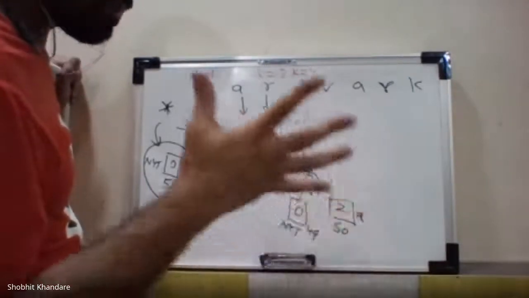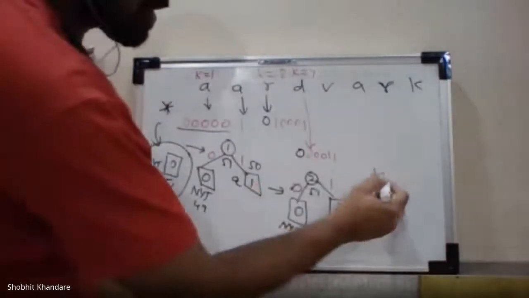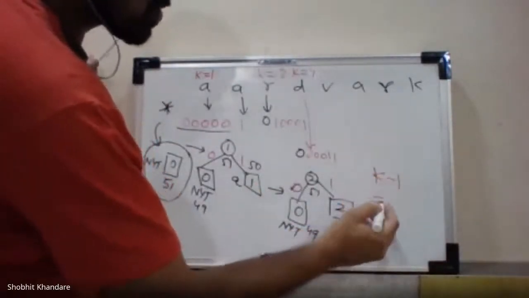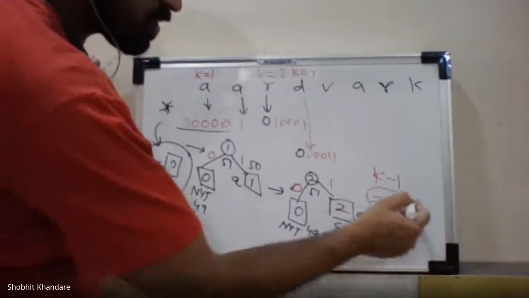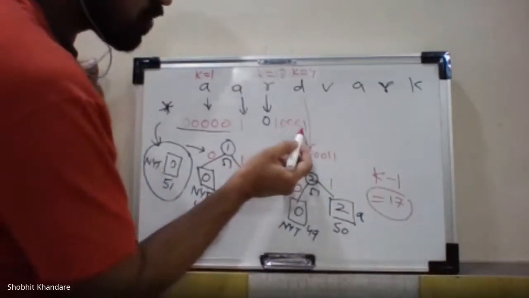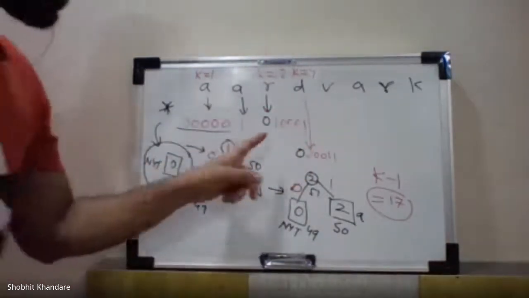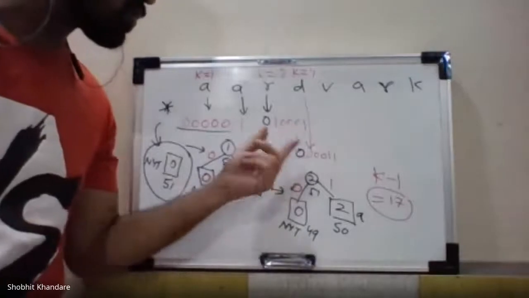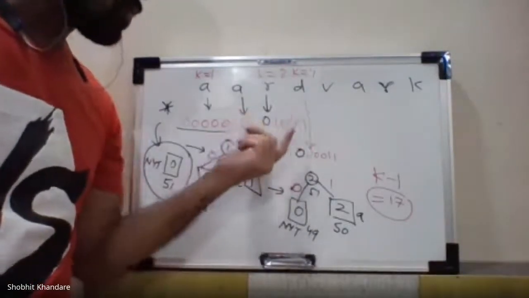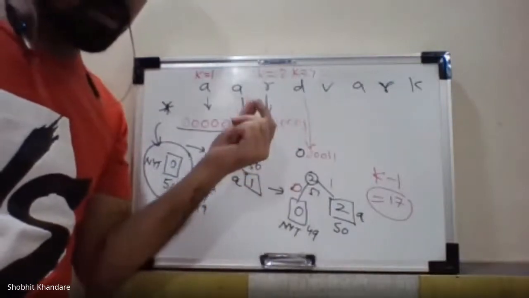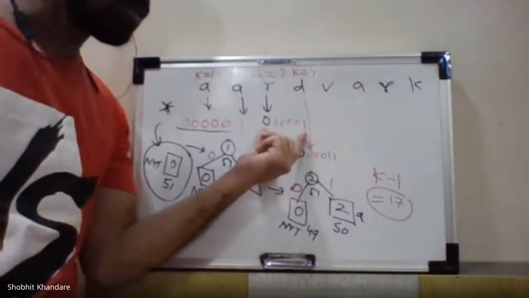So 5 bits will be used to represent what? To represent K - 1. Yes, K - 1, so it is 18 - 1, that is 17. How do you represent it by 5 bits? It is 10001. So this is right. Okay, so the code encoded for R is 010001. So we have got this.